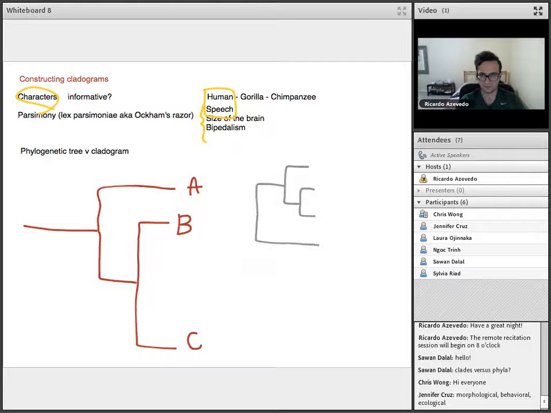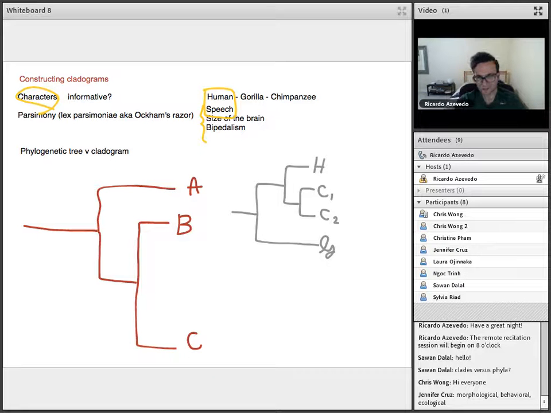Right. So I'm just going to use H for human. So there are two species of chimps. So I'm just going to call one C1 and that one C2. And for the second argument, just assume that there is a gorilla. So G for gorilla. Now, in order for us to construct a phylogenetic tree, I just told you that a character that is simply limited to one taxa, like speech, is not informative.